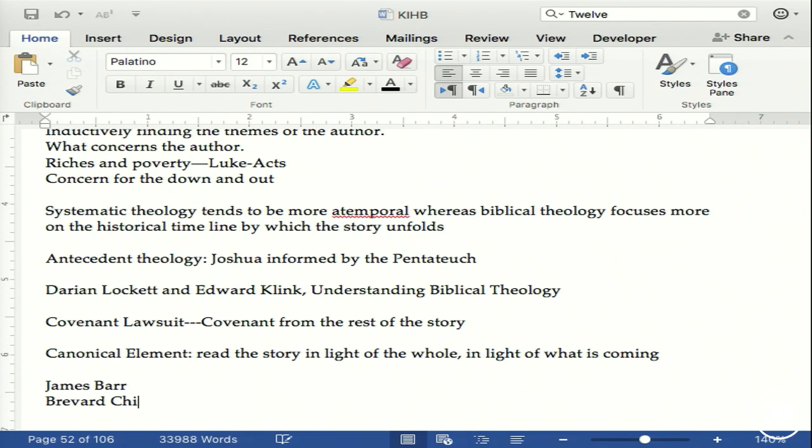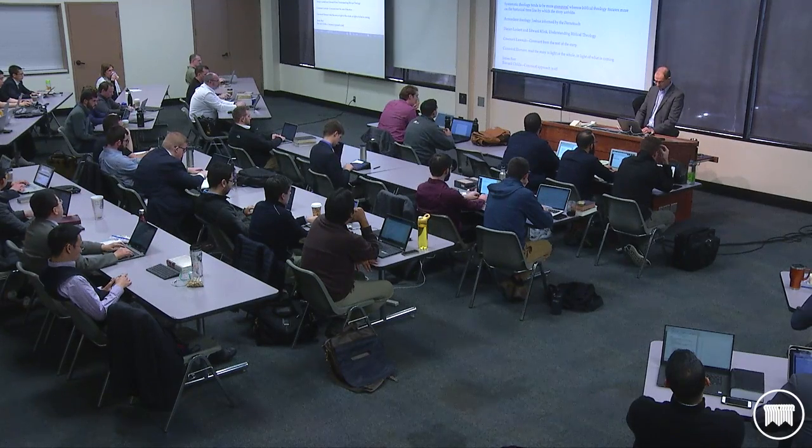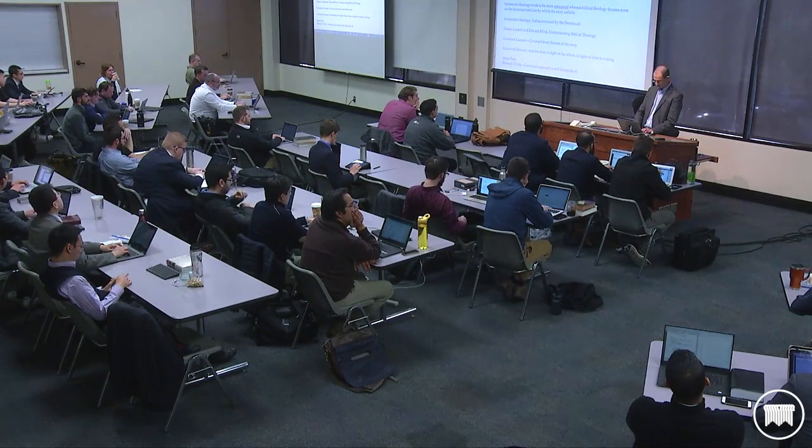And you can think of, for a canonical approach, which is another chapter in Klink and Lockett, Brevard Childs is the canonical approach. By the way, he's written a lot in biblical theology. We can learn a lot from Childs. And what's the difference between what I'm saying about reading it canonically and Childs? Childs is still, you could put this different ways, historical critical.